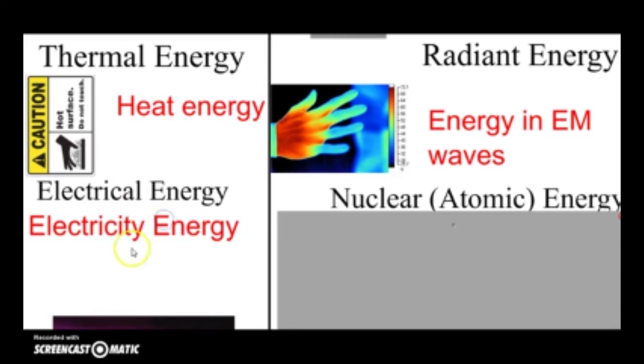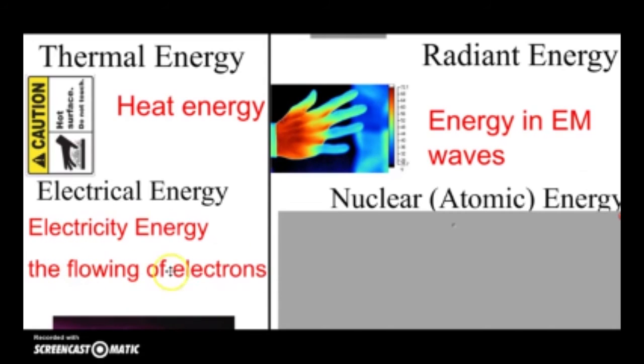Electrical energy, we're all familiar with. Electrical energy, the flowing of electrons, usually through metal, but, in some cases, like lightning, it flows right through the air. Electrons are being transferred from the ground up to the sky, and that's electricity right there. That's as hot as the sun, just for a nanosecond.